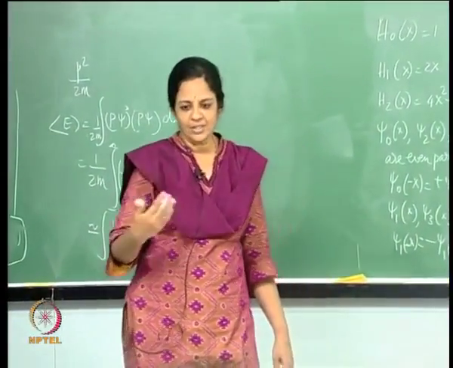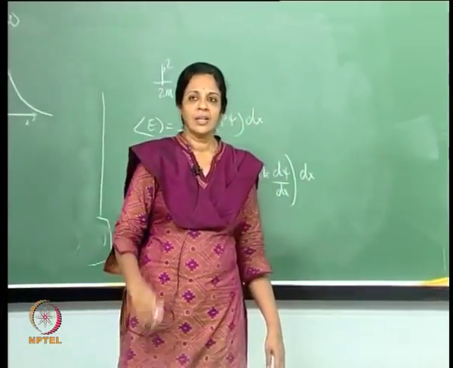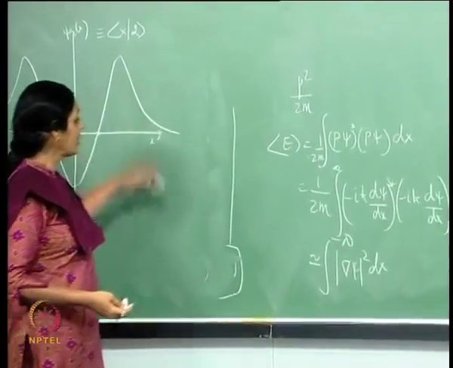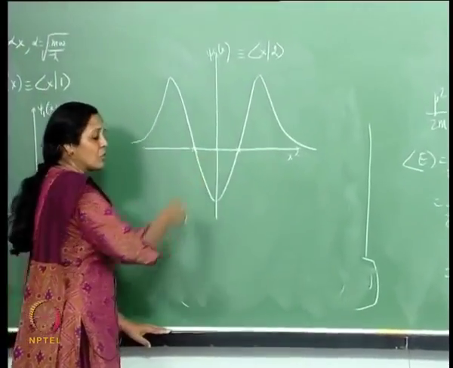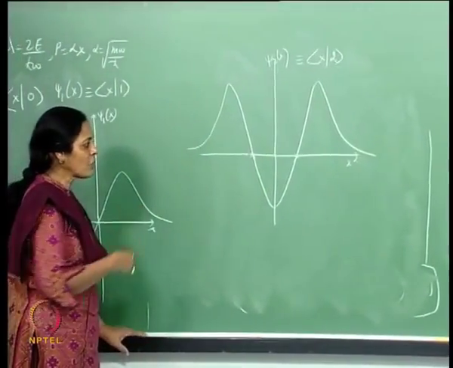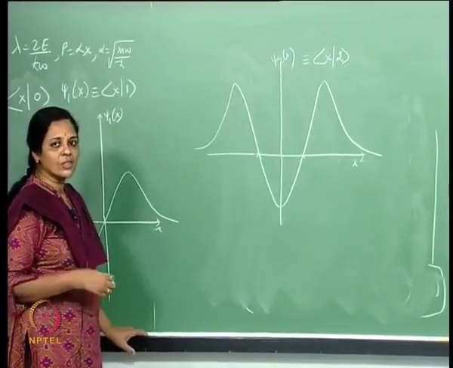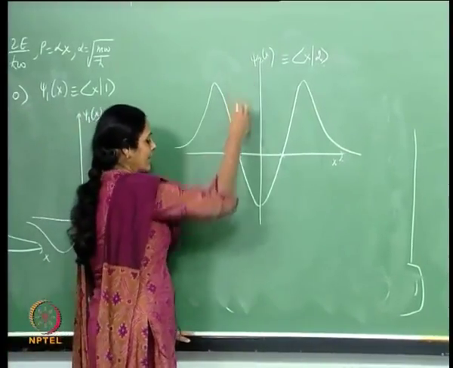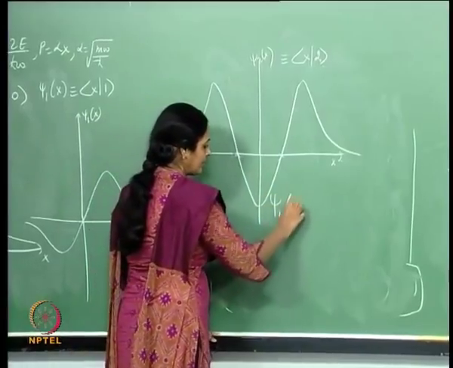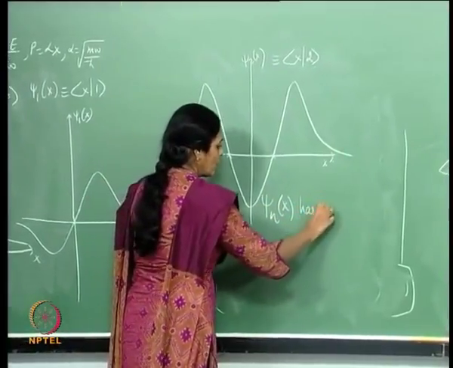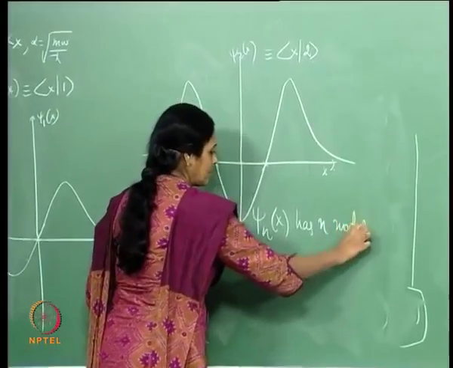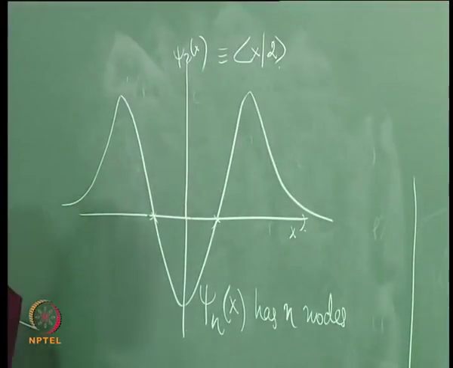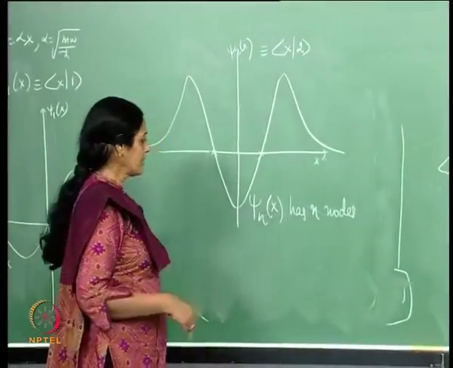The gradient operator brings in a larger contribution, and therefore as the energy levels increase, you find that the number of nodes increases. In the case of the oscillator problem, the number of nodes increases by 1. The nth excited state of the oscillator has n nodes. That means the wave function cuts the x axis n times, and that is what you see here.